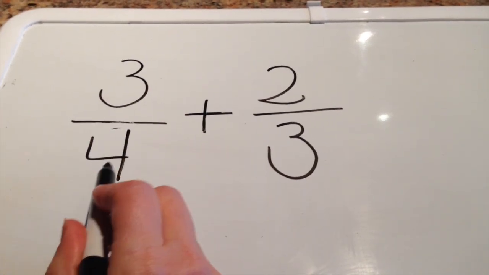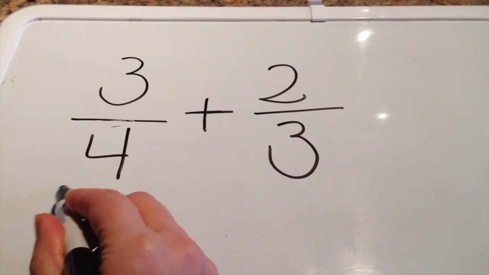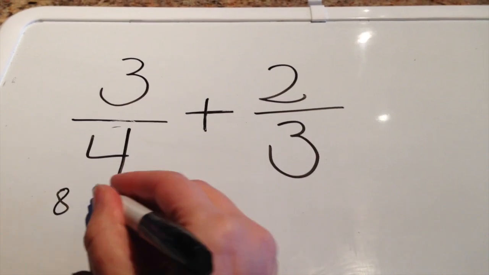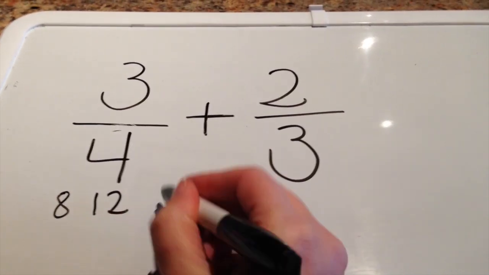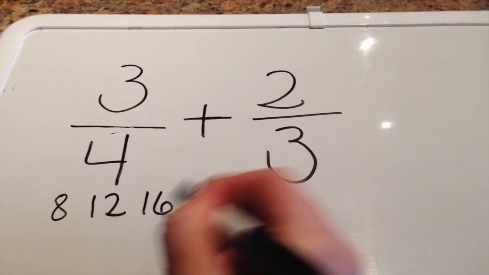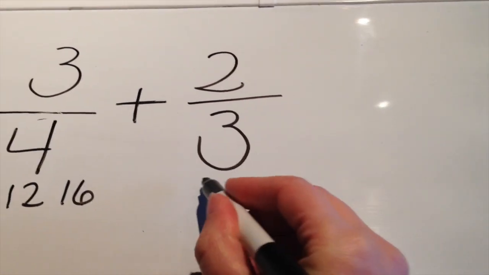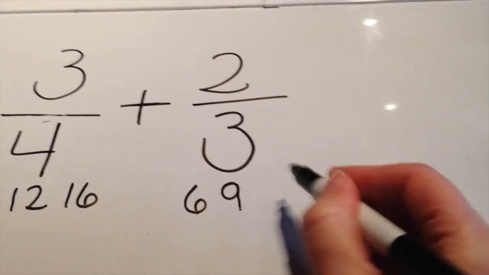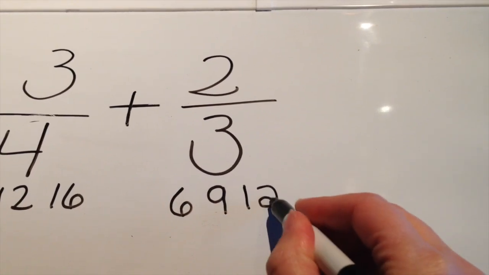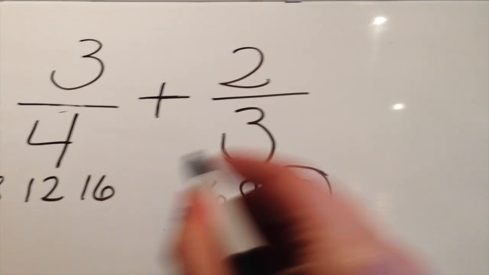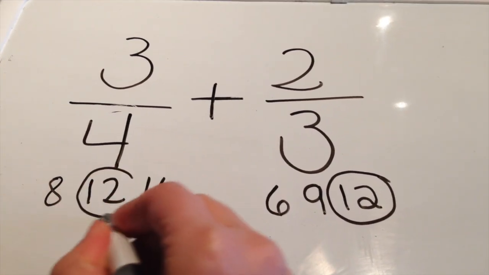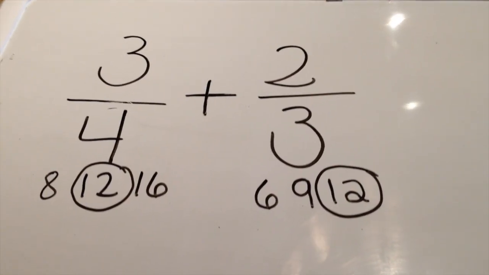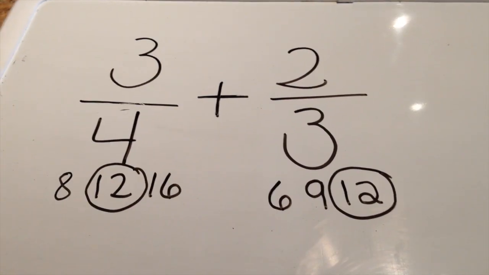So let's list some multiples of 4. 4 times 2 is 8. 4 times 3 is 12. 4 times 4 is 16. Let's list some for 3. 3 times 2 is 6. 3 times 3 is 9. 3 times 4 is 12, and I can stop right there because I see that I do have a common multiple, and that's 12, so I'm going to use that as my common denominator.